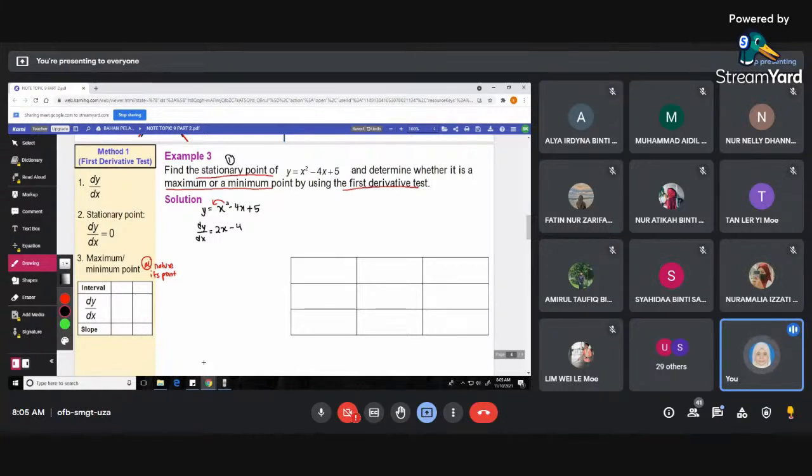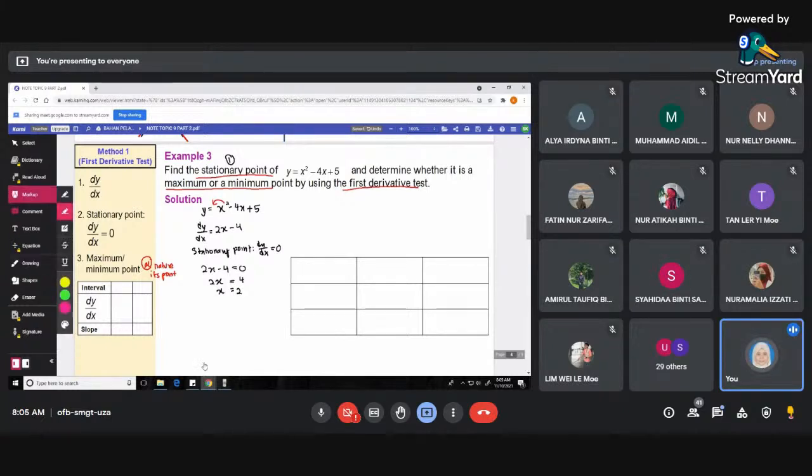Okay, so this is your first step. Second step, you need to find the stationary point at dy/dx equal to 0. You take this value, 2x minus 4, equate with 0. And then you can find the value of x. 2x equals 4, so x equals, what is the answer for x? 2. 4 divided by 2 is equal to 2.